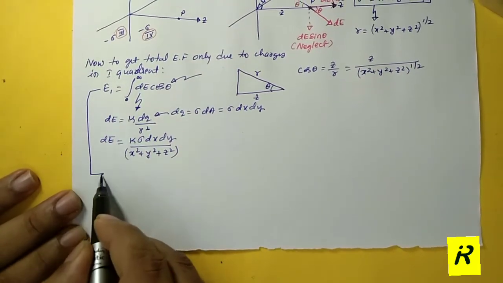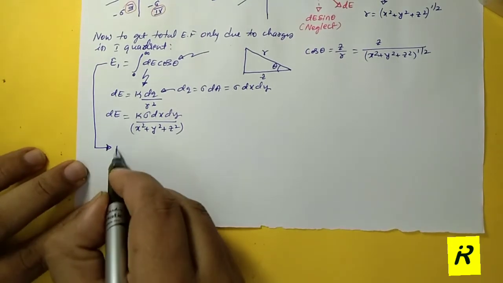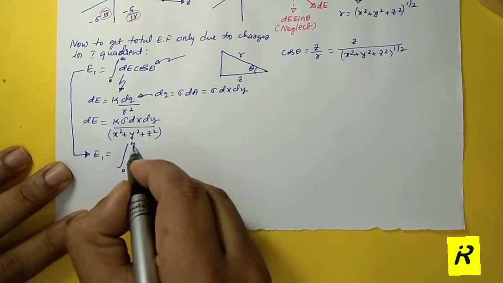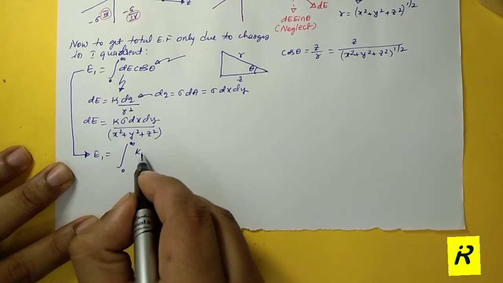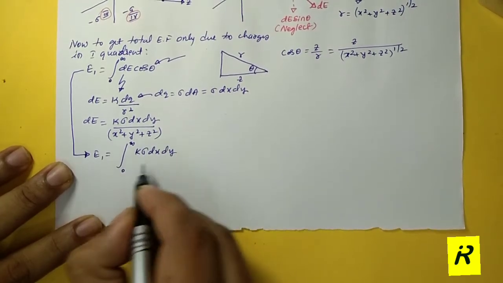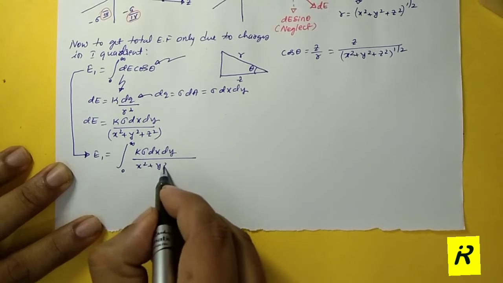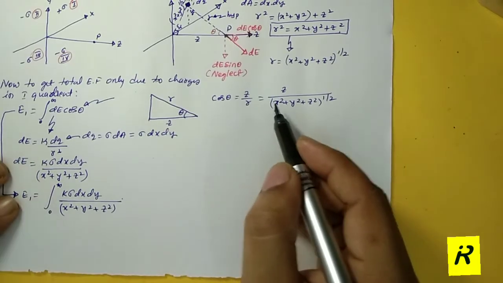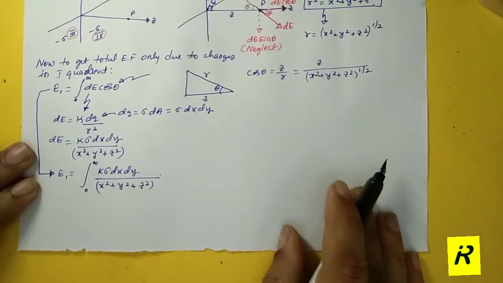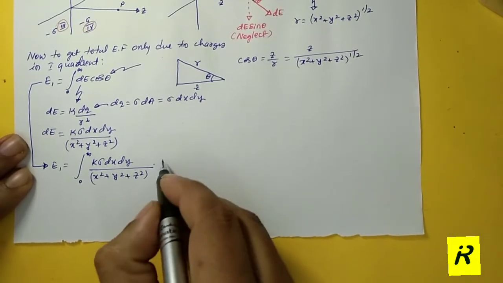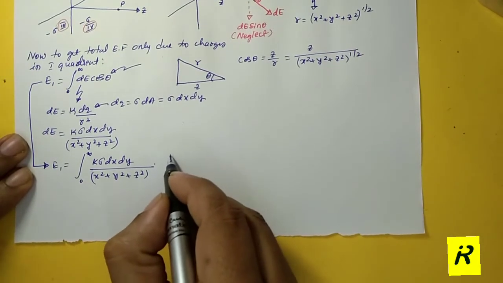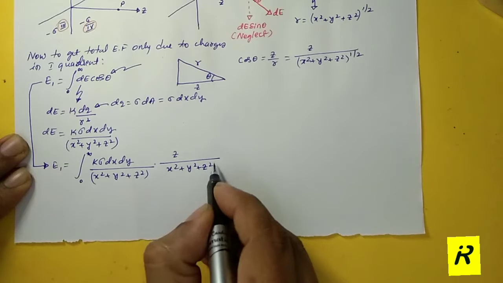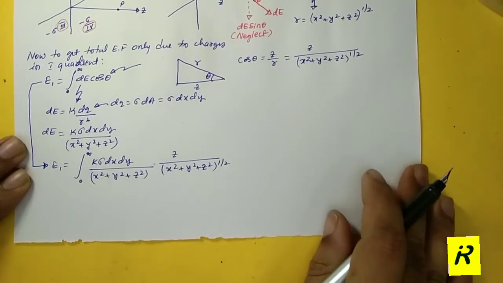So now I am considering again this E1. Think about this E1 now again. E1 is equal to integration from 0 to infinity. How much is dE? dE is k sigma dx dy divided by x square plus y square plus z square, and it should be multiplied by cos theta. We already found cos theta: it is z divided by the square root of x square plus y square plus z square.